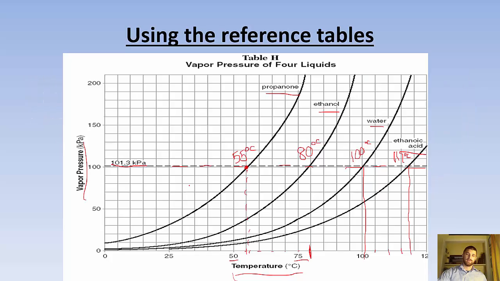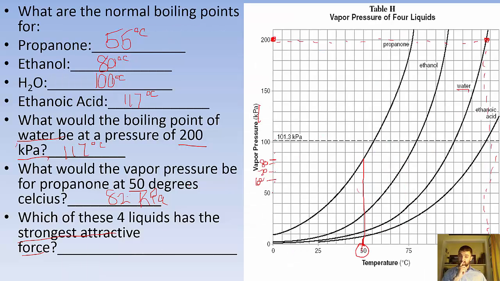So if I go back to my chart, I ask which of these 4 liquids has the strongest attractive force, it's going to be the one with the lowest vapor pressure. The one that wants to be a gas the least. So which one of these has the lowest vapor pressure at any given temperature? The ethanoic acid. You pick any temperature, you see it's the bottom one right there. So it has the strongest attractive forces.